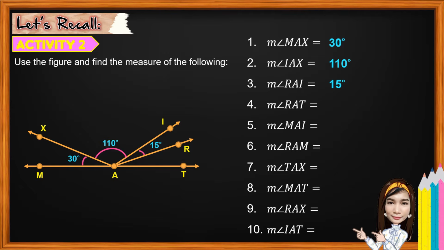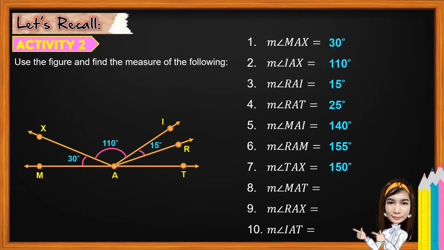For number 4, the measure of angle RAT is 25 degrees. For number 5, the measure of angle MAI is 140 degrees. For number 6, the measure of angle RAM is 155 degrees. For number 7, the measure of angle TAX is 150 degrees.